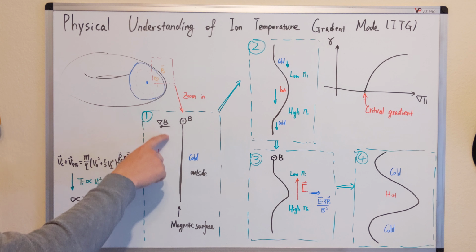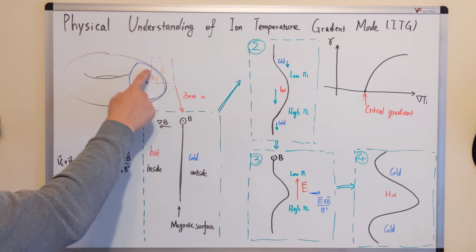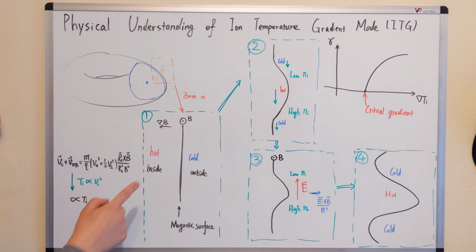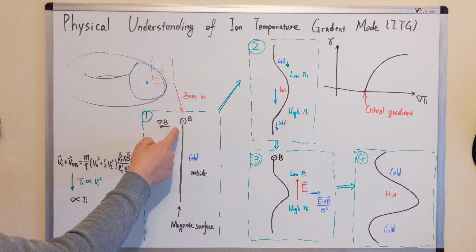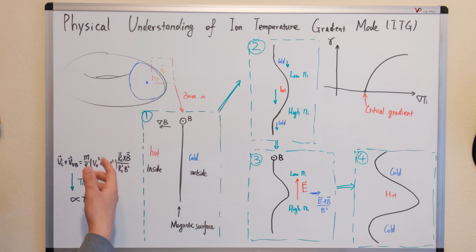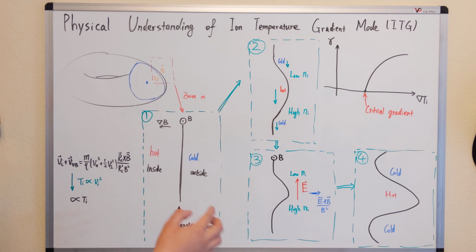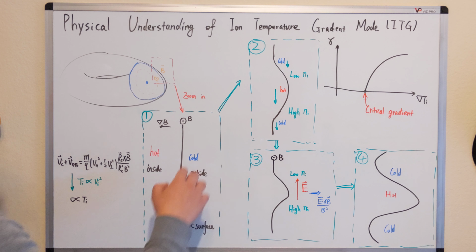So if we zoom in, we'll see that there's a rational surface, like the orange line. We can approximately think of it in a slab geometry. There's a rational surface. On the left hand side it is hotter because it's closer to the core. On the right hand side it is closer to the edge. So the left hand side is hot, the right hand side is cold. And this is a magnetic surface.